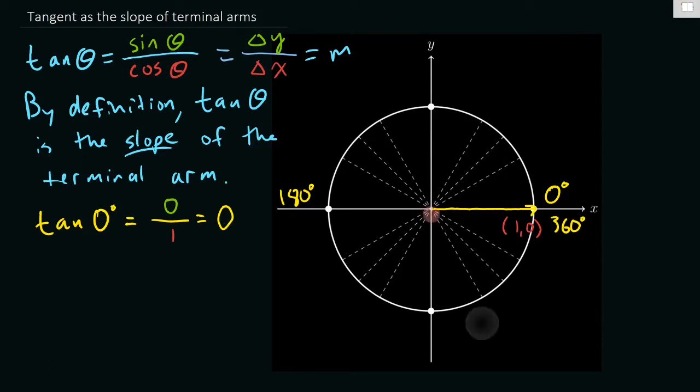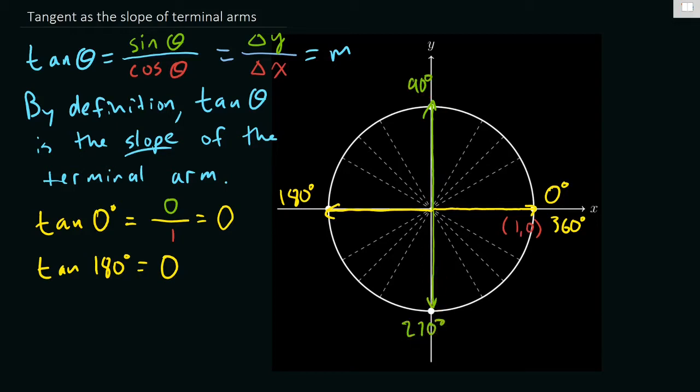Similarly, what is the tangent of 180? Your terminal arm's going in the other direction, but that's still a horizontal line. What's the slope of a horizontal line? It's 0. And then let's talk about vertical lines, because vertical lines are kind of interesting. Do vertical lines have a slope? So let's call this 90, and this of course is 270.